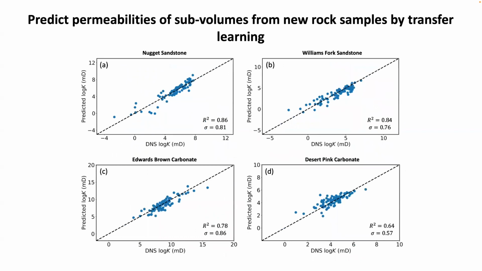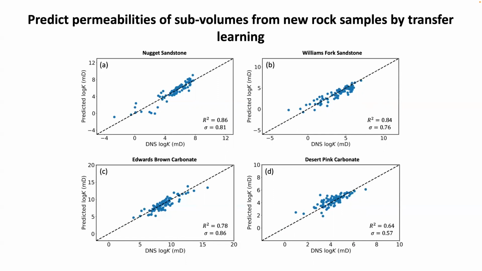One potential issue existing in data-driven methods is the capacity of generalization. The pre-trained models can lead to inaccurate predictions, in particular for samples that are significantly different from those in the training set. From our experiments, when applying to new rock samples, the predicted permeabilities of subvolumes by the pre-trained CNN surrogate models are sometimes clearly biased with respect to the result by direct numerical simulation.